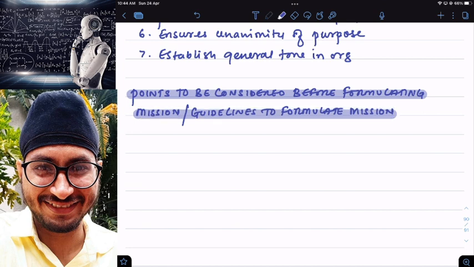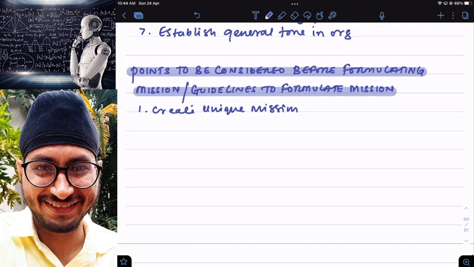Number one, create. Always try to create a unique mission. Your mission should be unique. It should be different from others. Don't copy other companies' missions. Your mission should be completely different from others.